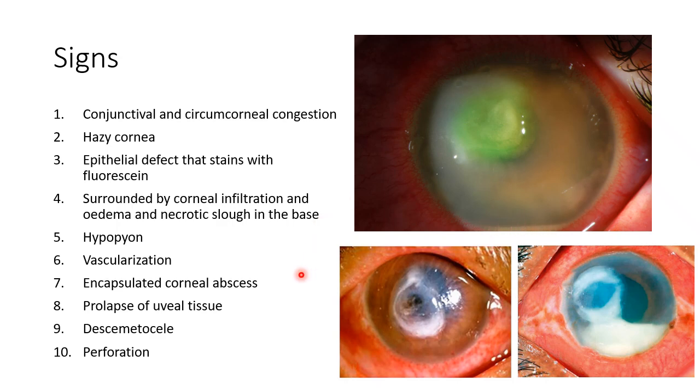There may be vascularization, encapsulated corneal abscess. Look at this. This is a corneal abscess. Prolapse of uveal tissue, you see, this is prolapsing uveal tissue. The ulcer has already perforated and the dark uveal tissue is coming here. This could also be a descemetocele. One will have to find out by using a slit.